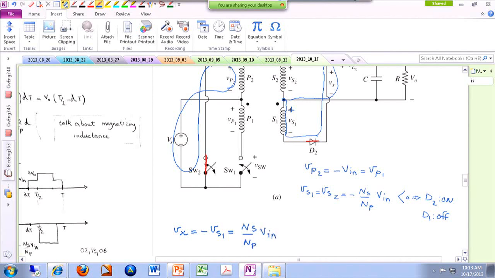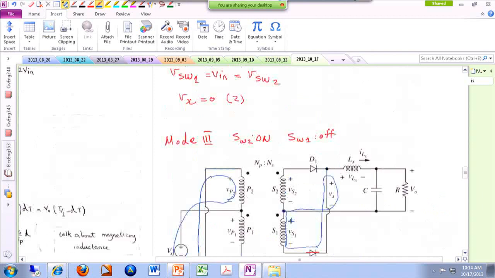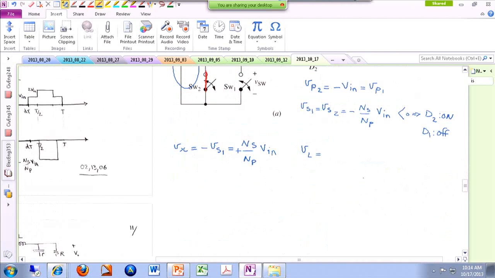And that's the rectification job that we expected. If the input voltage is positive, the output of this rectifier, which is Vx, is positive. If the input voltage is negative, again, the output is still positive. And now we have Vx. Now you can find VL, which is Vx minus Vout. And by the way, VL is already labeled here. This is our VL.